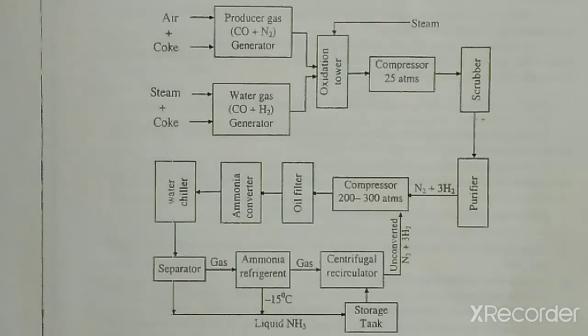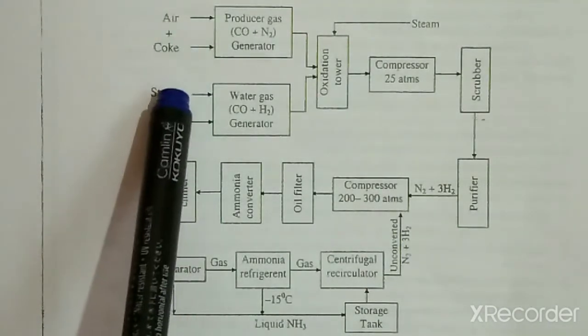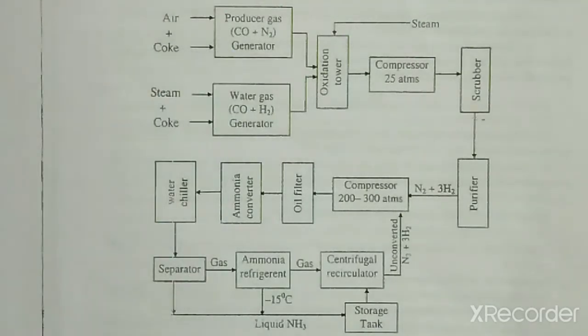What happens in this synthesis of ammonia? First, air and coke are the raw materials required for the preparation of nitrogen as well as hydrogen, because in the synthesis we require 1 mole of nitrogen and 3 moles of hydrogen. Producer gas, a combination of carbon monoxide and nitrogen, is obtained by the reaction of air and coke. These reactions we will see in detail after seeing this flow sheet diagram.